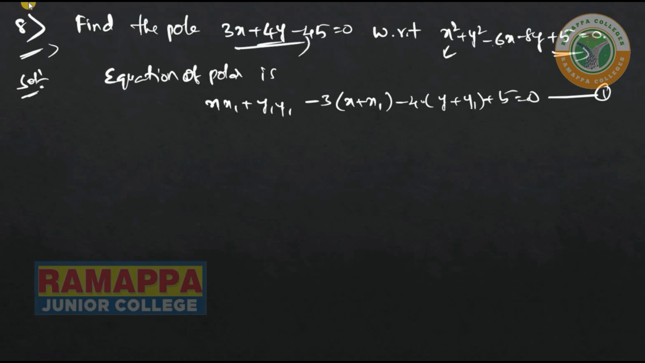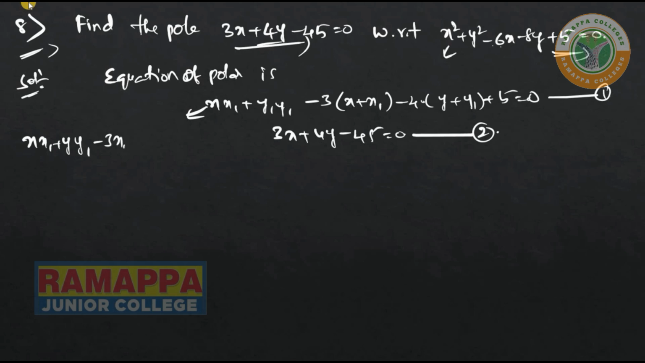Now the second equation again, he has given 3x plus 4y minus 45 is equal to 0 here. So from this we have to make it as, we'll think of this as the second equation. From the first equation it will become x x1 plus y y1 minus 3x minus 3x1 and minus 4y minus 4y1 plus 5 is equal to 0 here.